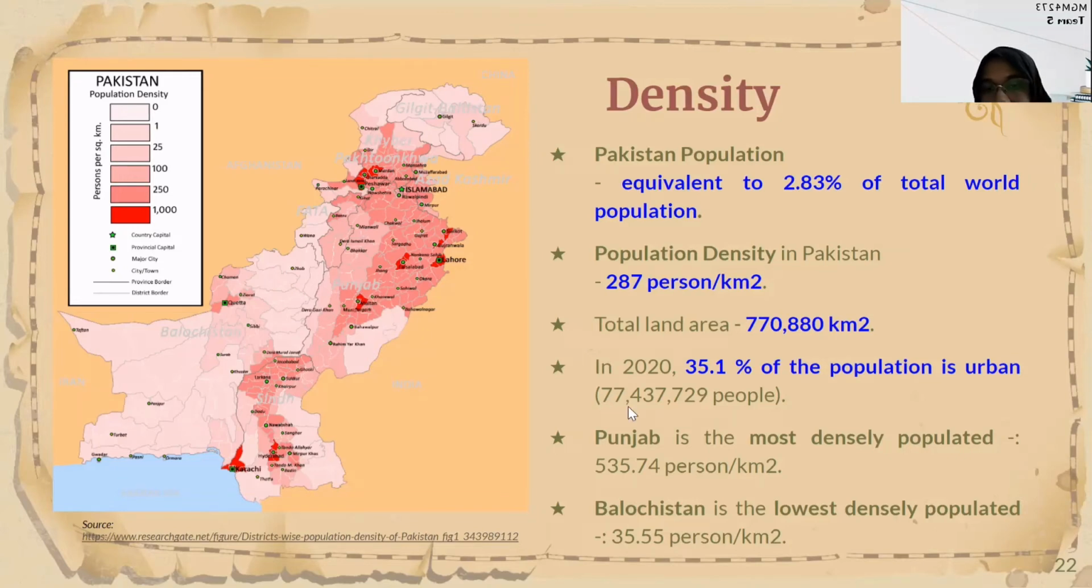And then the red marked areas are known as the Punjab areas, and they are the most densely populated in Pakistan, with nearly 535.74 people living per square kilometer. On the other hand, the light pink areas are known as Balochistan. They are the most lowly densely populated, with only around 35.55 people living per square kilometer in Balochistan.